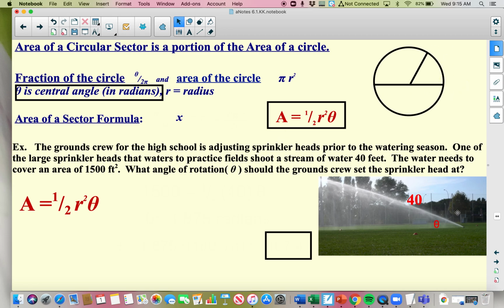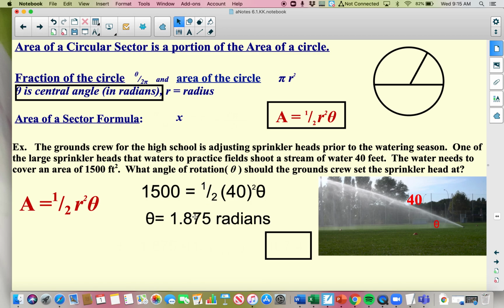Okay, it's shooting a stream of 40, so there's my radius. Okay, so I know the radius is 40. I know the area is 1,500. So if I set that up in the formula, I can actually just find theta. So 40 squared, of course, is 1,600. Half of that is 800. Divide that over, and I get theta to be 1.875.